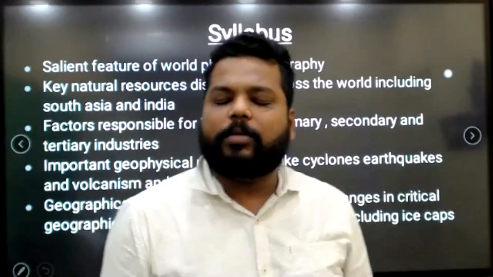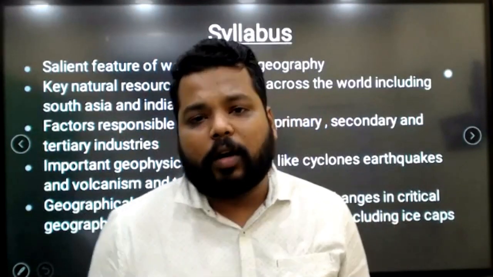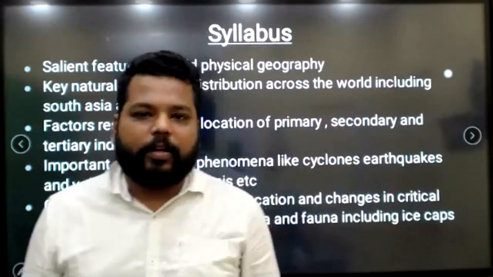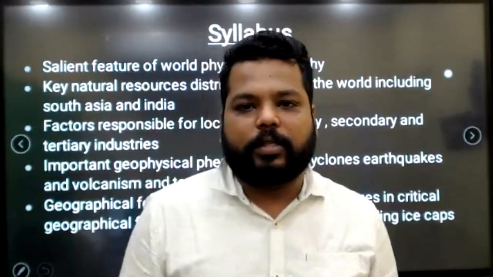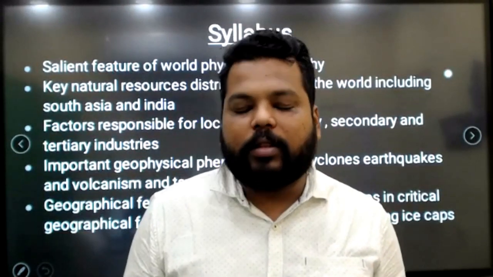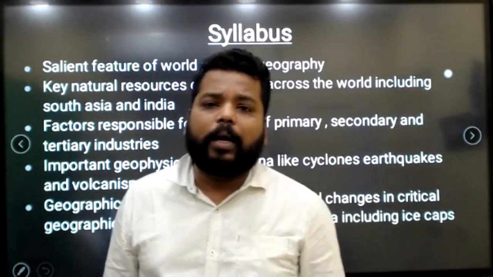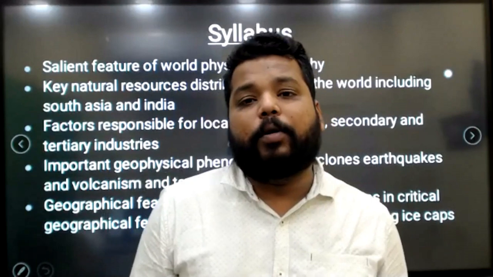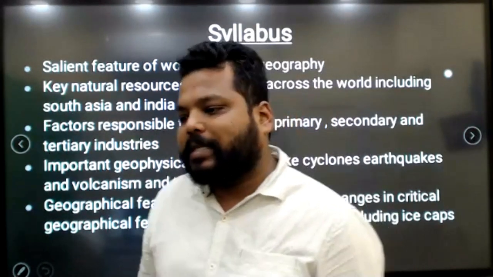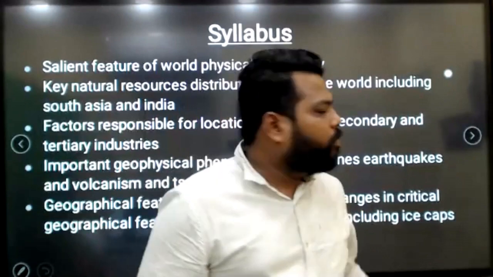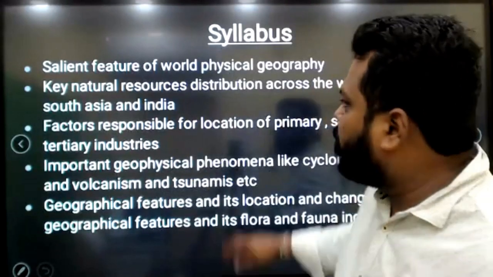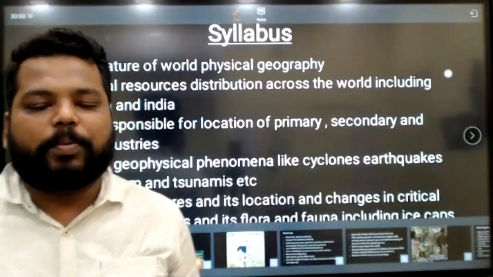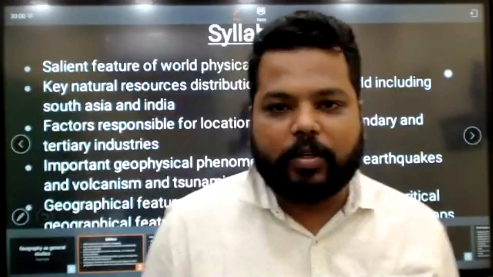Geo means earth, morphology means modification. So how did that get modified? What are the factors which influenced the modification of earth? Endogenic, exogenic forces. What do you mean by different theories? What are the different theories propounded by different geographers who made us understand different formations? Those aspects related with the earth surface we would be seeing in this particular geomorphology. Geomorphology is one particular branch of the first aspect, that is salient features of world physical geography.